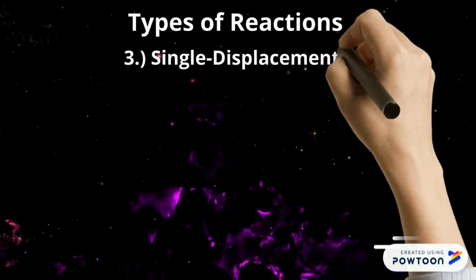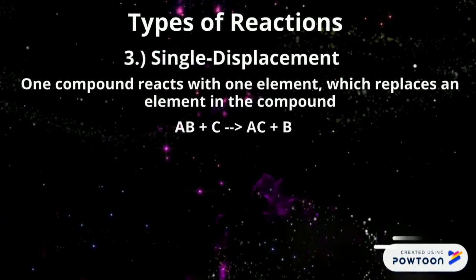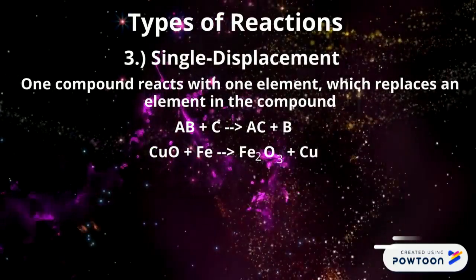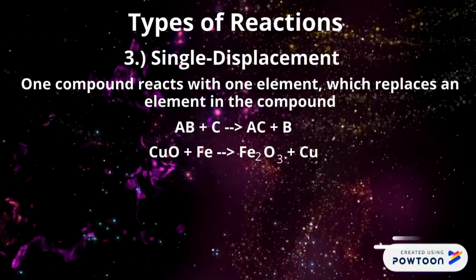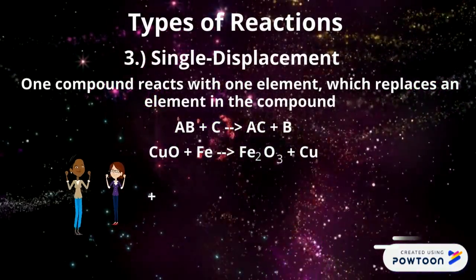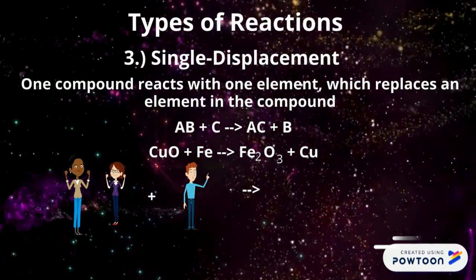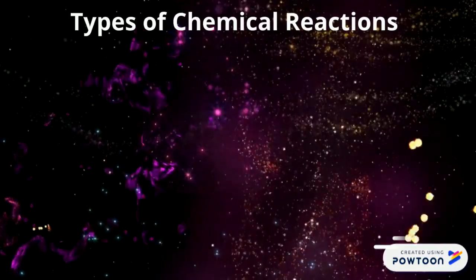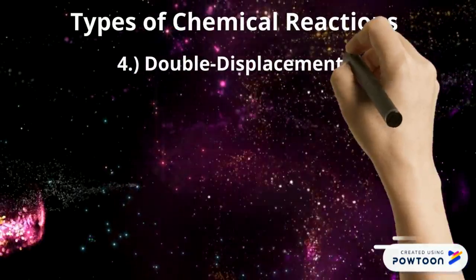The third type is called single displacement. This is where one compound reacts with one element and then it gets replaced with an element in the compound. We can see this with copper oxide reacting with iron. The way that I like to think about this is you have a couple dancing and then someone dancing alone, and then that guy dancing alone cuts in and has like Mr. Steal Your Girl.